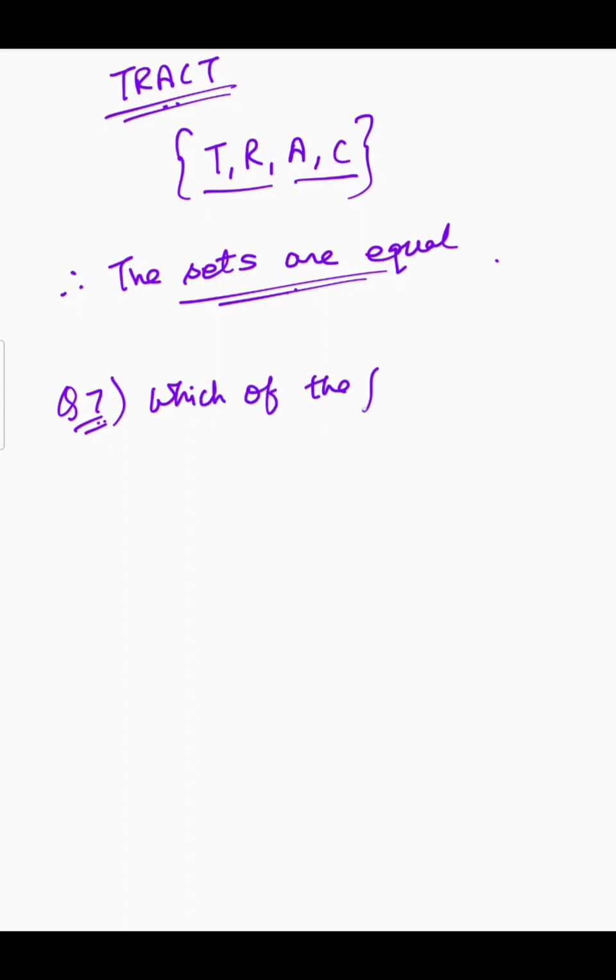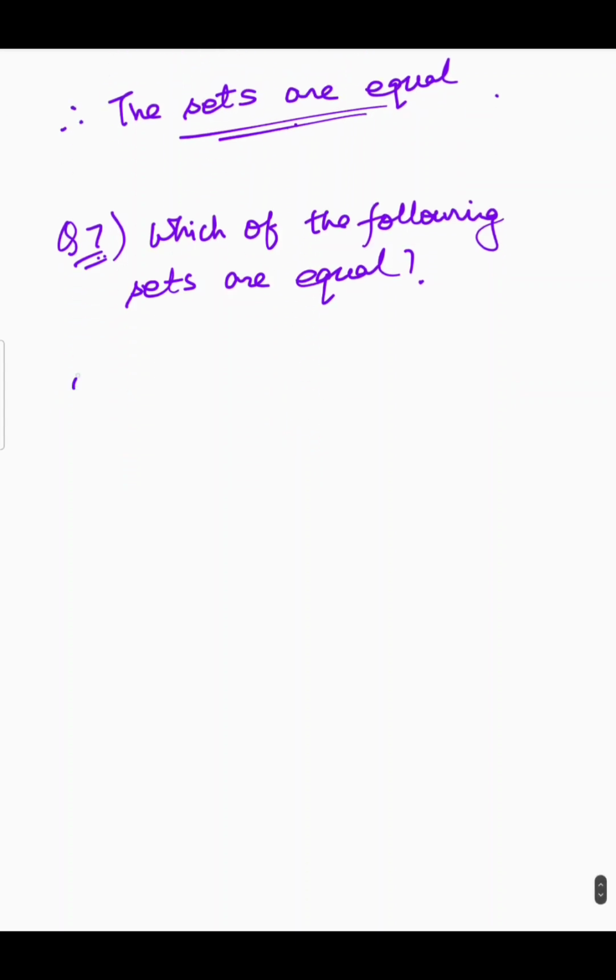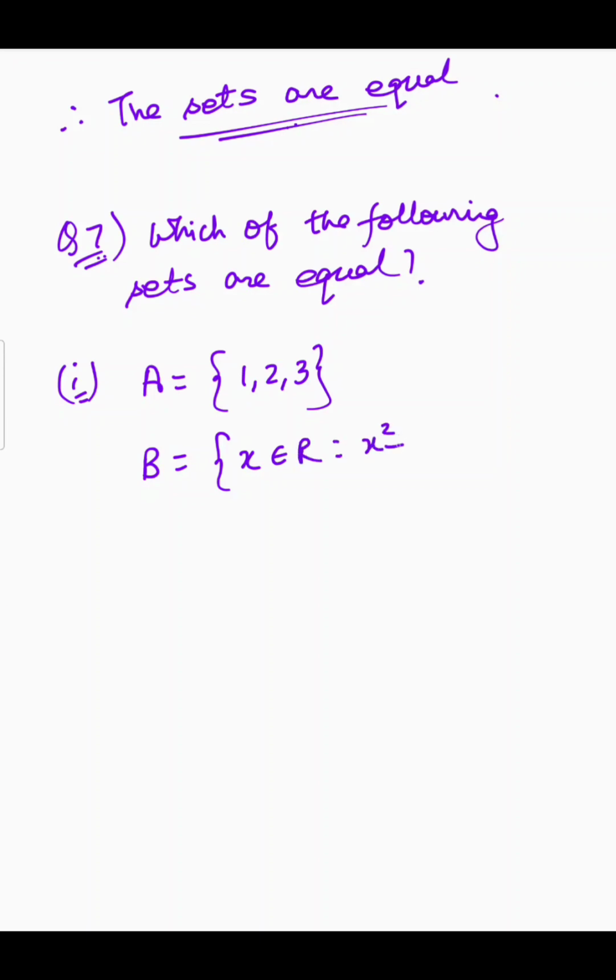Which of the following sets are equal? This is the question. 1. A is equal to {1, 2, 3}. B is equal to the set of x belonging to R such that x squared minus 2x plus 1 is equal to 0.